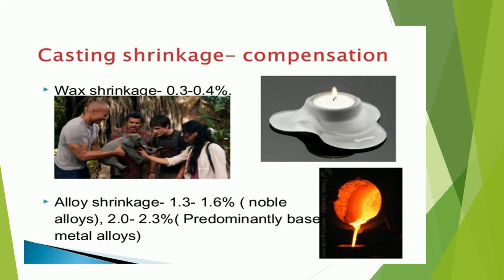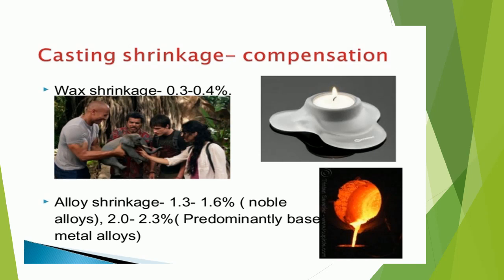Let's see the shrinkage in the investment. The wax shrinkage, the shrinkage of the pattern, is about 0.3 to 0.4%, which is negligible. Mainly the shrinkage is because of the metal alloy, that is most in the base metal alloys. Base metal alloys we will be studying in metallurgy. Basically, they are nickel chromium and cobalt chromium metal alloys. So that's 2 to 2.3%.